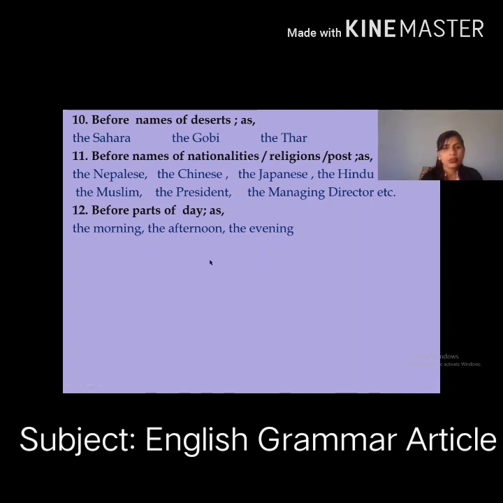But we do not use any article before the parts of this noun. Example, noon, midnight, dawn. We do not use any article before it.